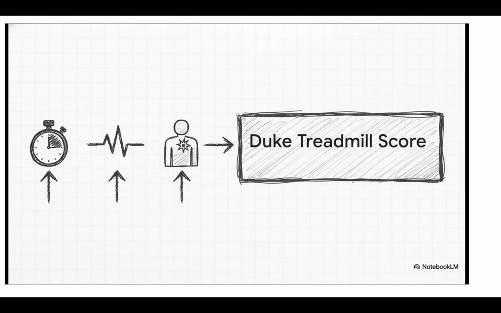To put it all together, we use these incredibly powerful evidence-based tools like the Duke treadmill score. It's so elegant because it doesn't just look at one thing. It combines 3 of our key outputs: how long the patient lasted on the treadmill, the maximum ST deviation we saw, and how bad their angina got.